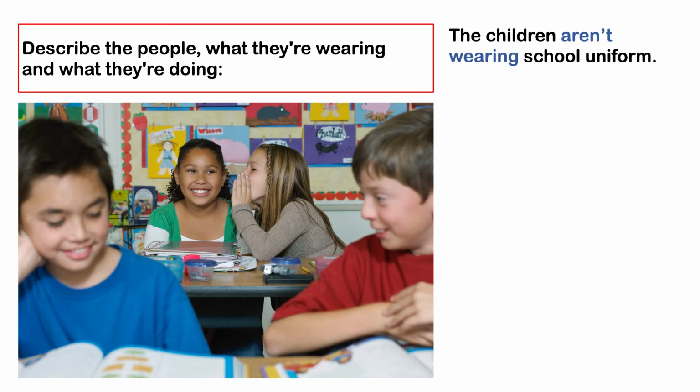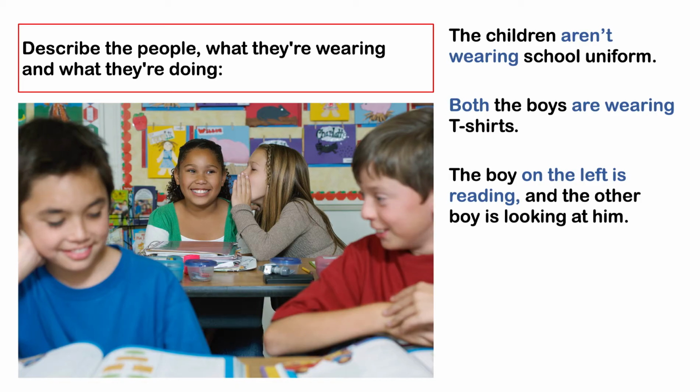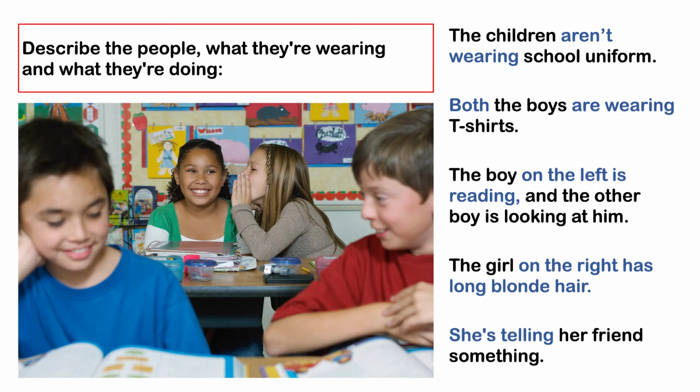Describe the people, what they're wearing and what they're doing. The children aren't wearing school uniform. Both the boys are wearing t-shirts. The boy on the left is reading and the other boy is looking at him. The girl on the right has long blonde hair. She's telling her friend something.